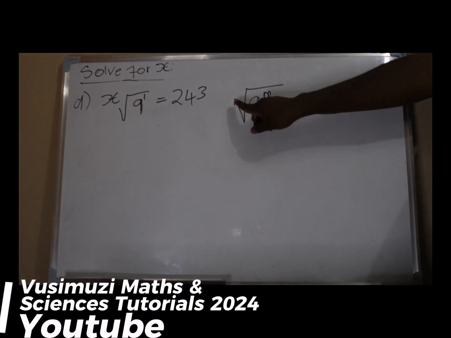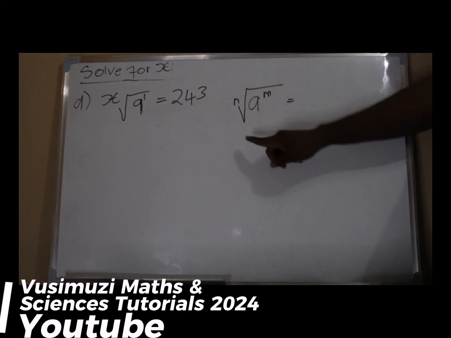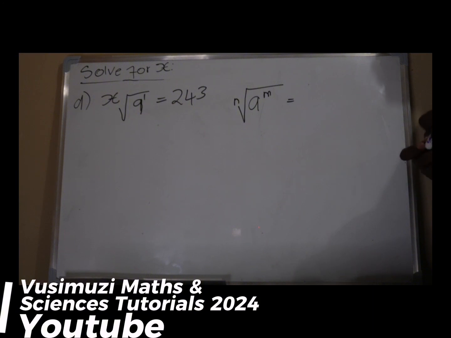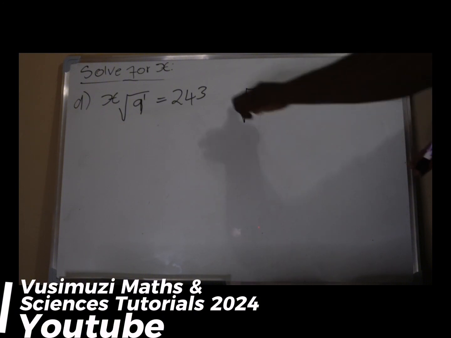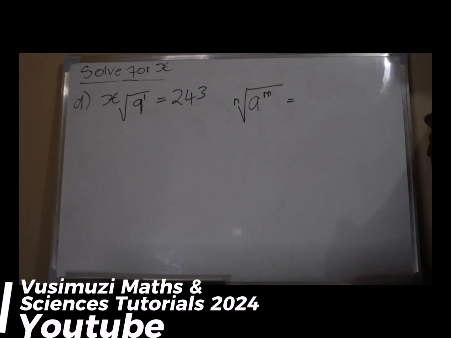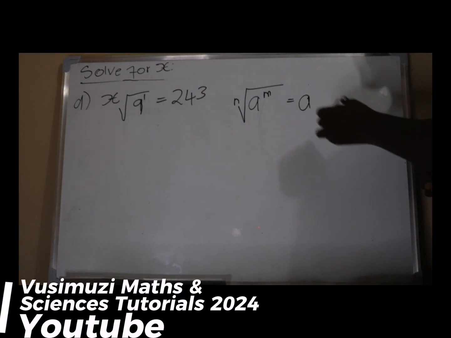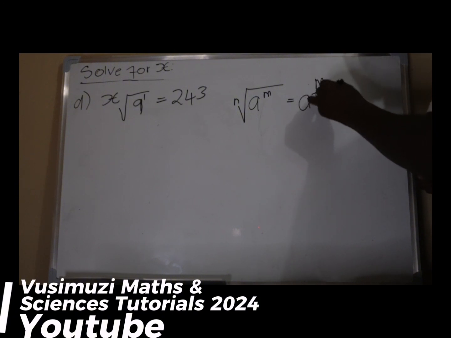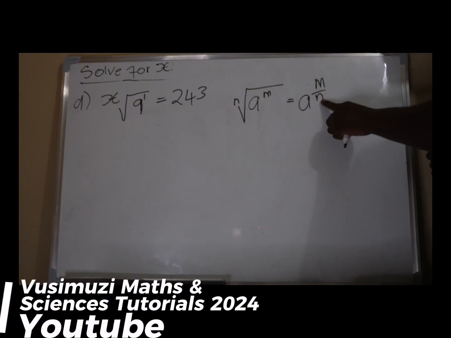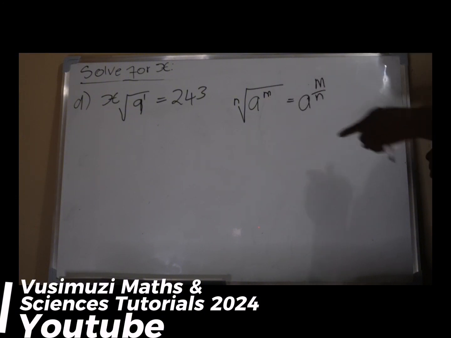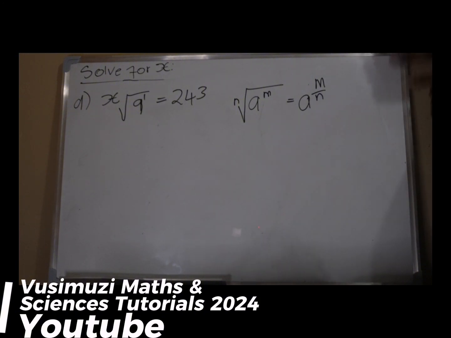The n root of a to the power m. Our aim is to remove the root sign. This root, you need to remove. You don't want it. How do you remove it? You say a to the power m over n. This n is going to be the denominator of this base a, and my m is going to be the numerator. Then the root sign will be removed, literally like that.